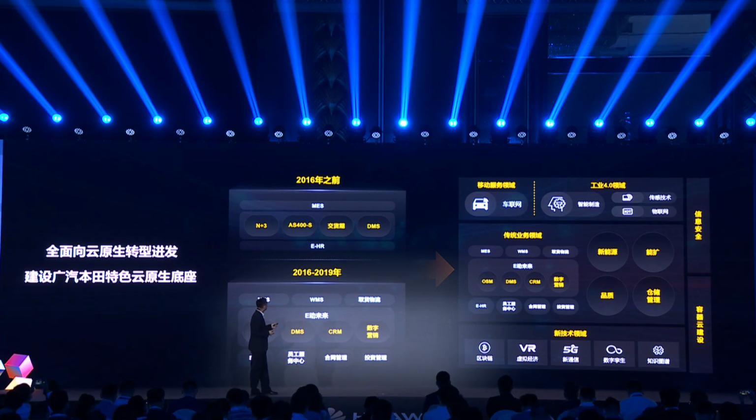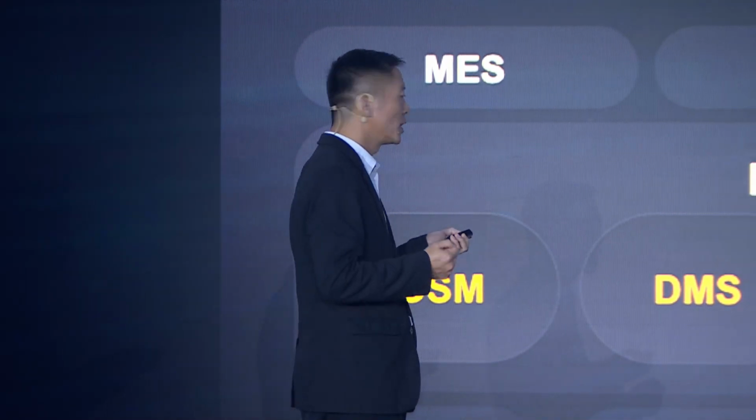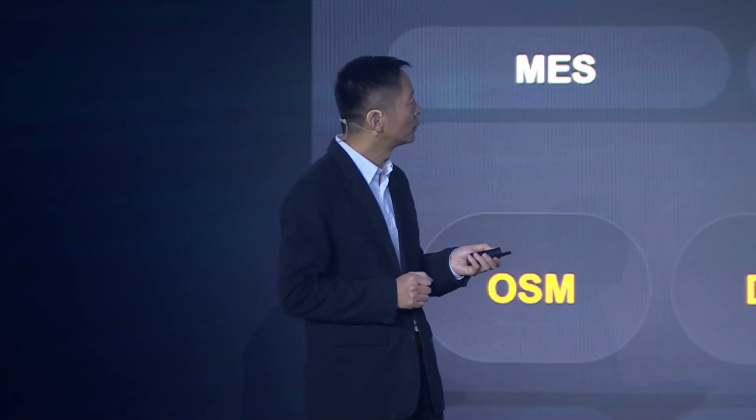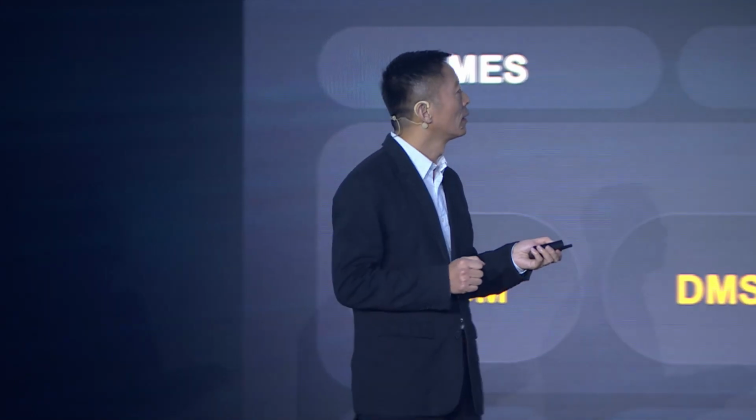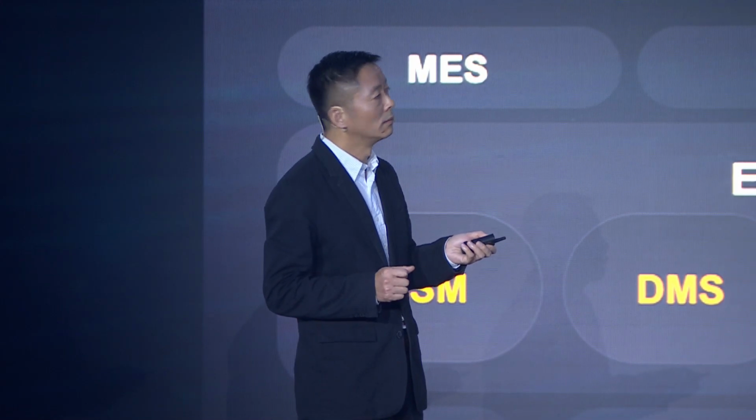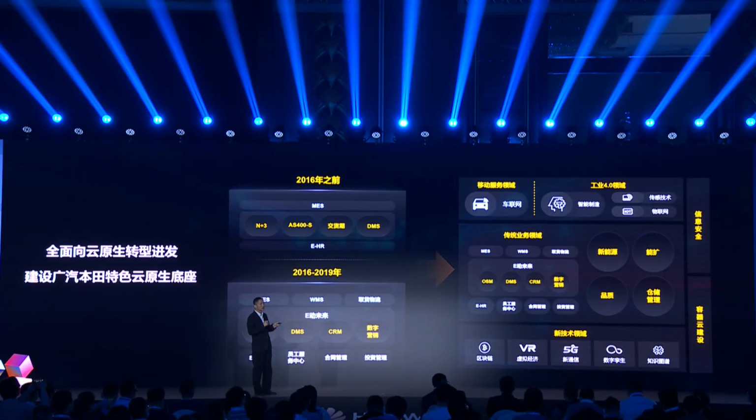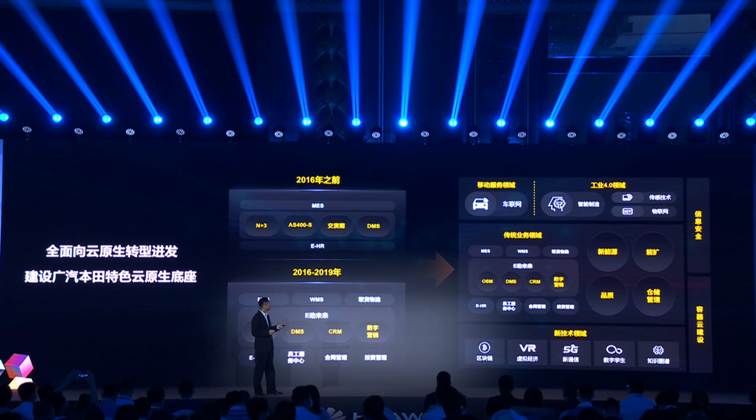GAC Honda's IT journey. In the early years, our IT systems supported production, supply, and sales. Later, we upgraded the core systems and streamlined the processes. Our IT systems have covered a wider scope of our business. After 2020, we have invested more in IT reform. We upgraded the technical platform. In addition, we applied new IT technologies.